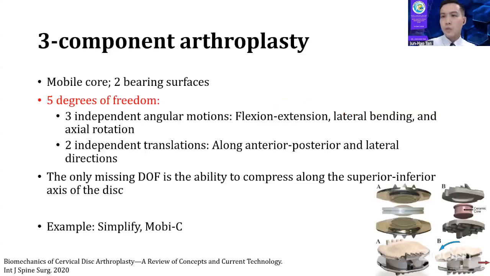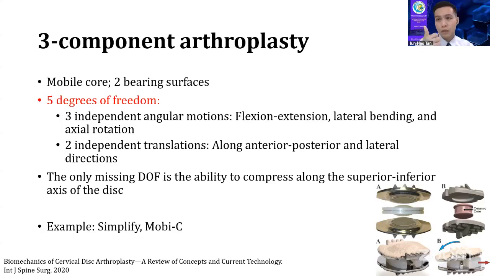So then we come to the topic of how many components the disc arthroplasty has. If you are talking about a 3-component arthroplasty, that means that you have a mobile core, a superior end plate and an inferior end plate. These are 3 distinct components of the disc arthroplasty, which means you have 2 bearing surfaces. Number 1 is between the superior end plate and the core, and the second surface is between the core and the inferior end plate. Now, why is that important? Because that correspondingly gives you more degrees of freedom. It actually gives you 5 degrees of freedom.